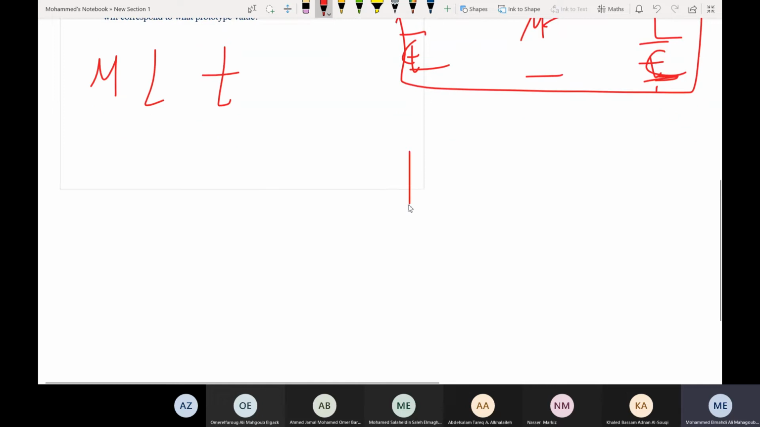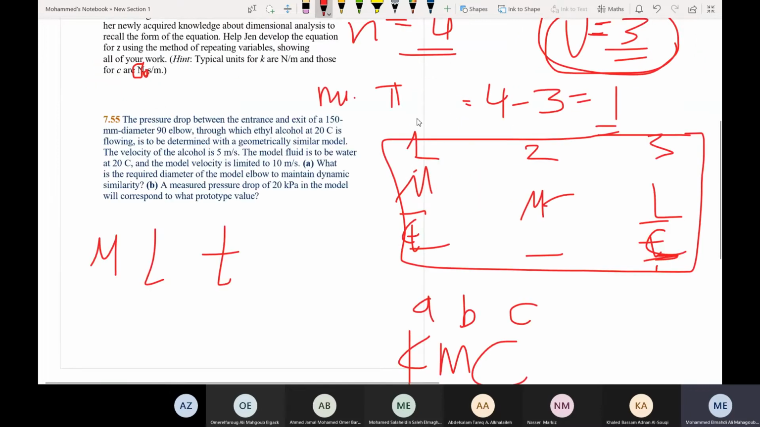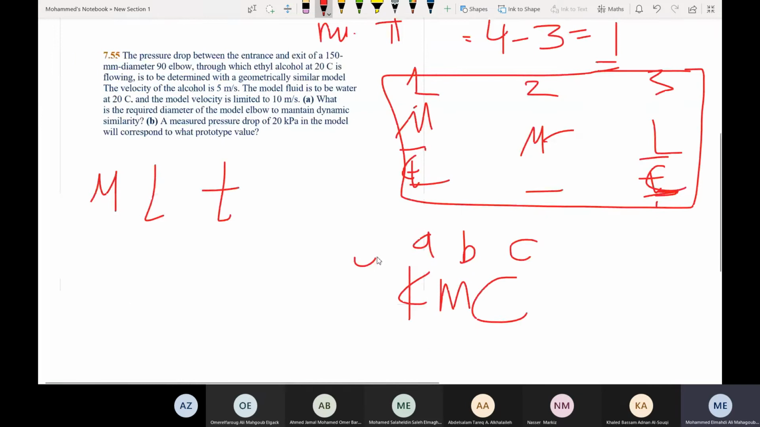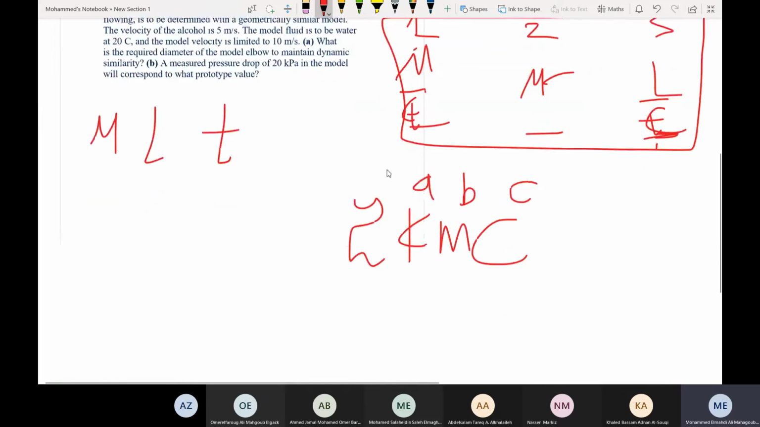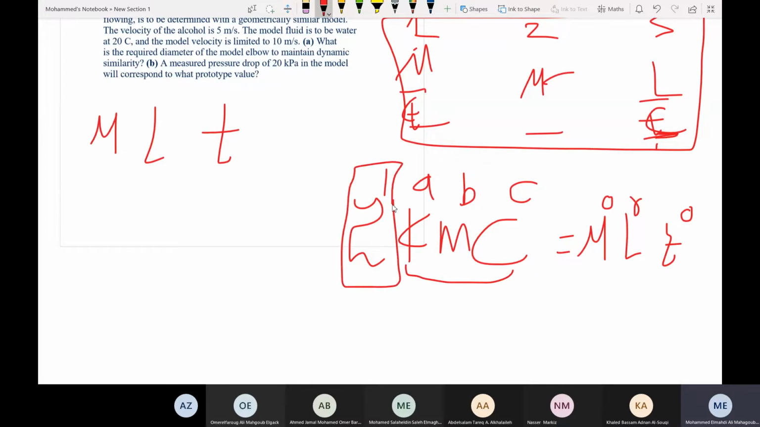Because if we keep K, M, C, one will be to the power a, one to the power b, one to the power c, and the last one, zeta, will be to the power one, all equal to M zero, L zero, T zero. So you have to choose three that do not form a pi by their own, but zeta is already the pi that we want. So there is no way other than this.